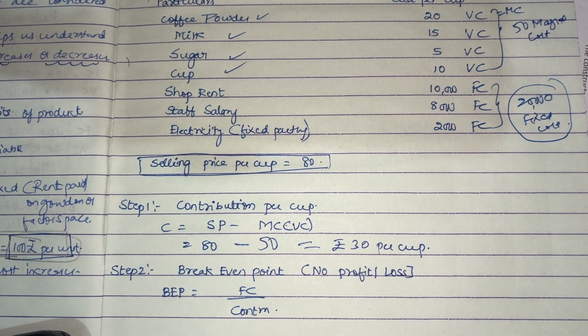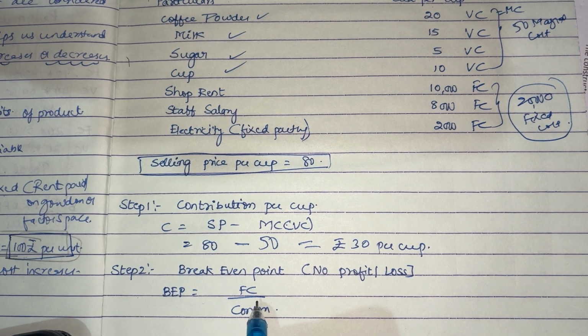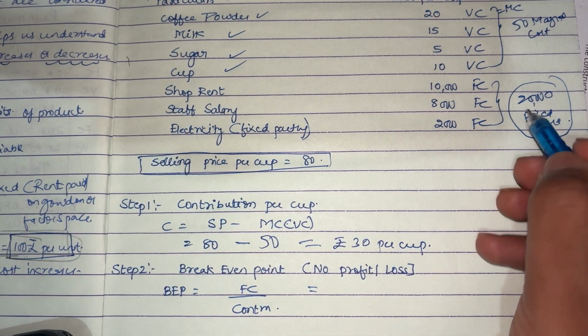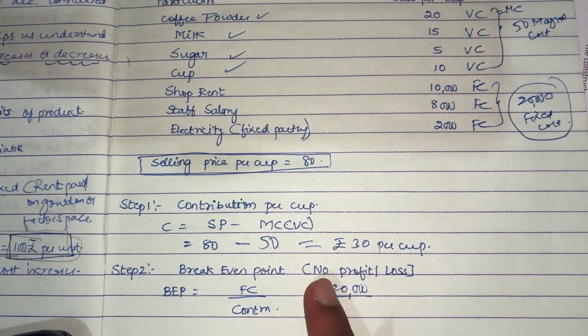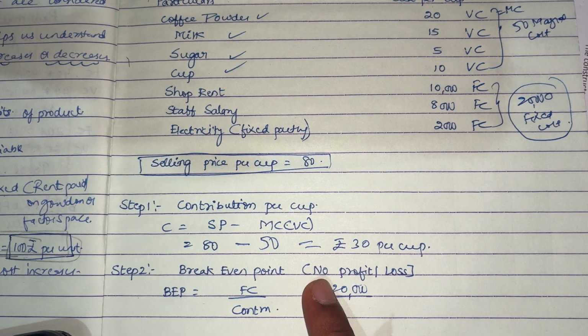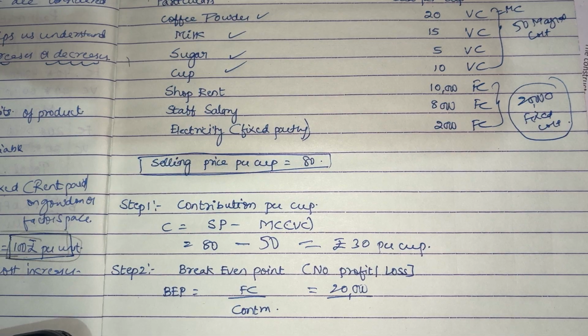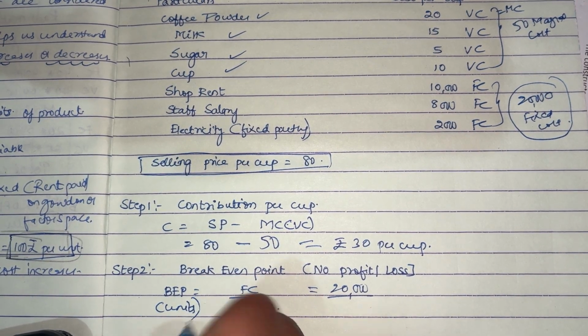So how do we calculate break even point? Break even point is equal to fixed cost divided by contribution. What is your fixed cost here? 20,000 was your fixed cost. Break even point is a point where we term it as no profit or no loss, because it helps you to determine how many cups you have to sell in order to earn profits. This is BEP in terms of units.